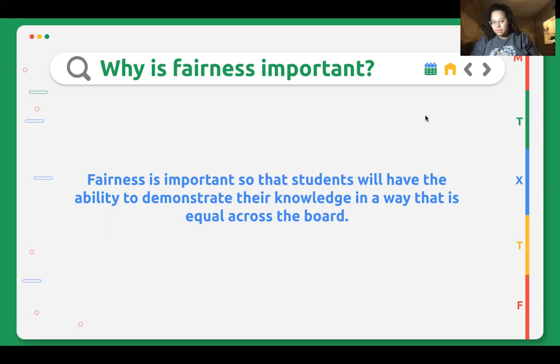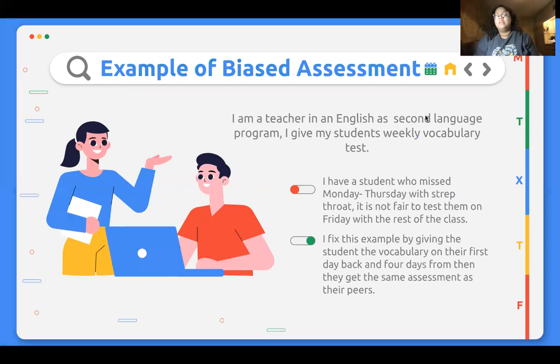So let's apply that to an actual classroom. What are some examples of biased assessments? Throughout this whole chapter, I put myself in the headspace of an ESL teacher, English as a second language. I just thought that was the most accessible and understandable for all of us, because if I'm correct, every public school district has to have an ESL program.